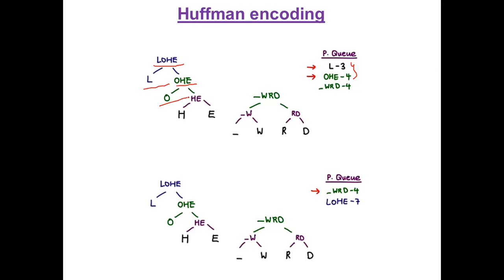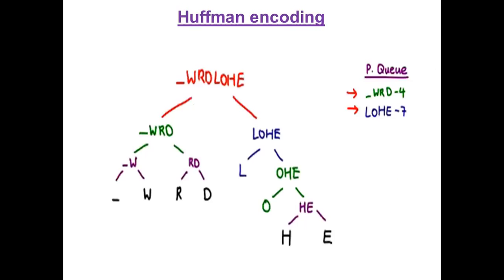L H E and O H. So now it becomes the 7th frequency, and here is an L with the E frequency, and it is the 4th frequency where it is 2 and it is 2. It comes for 1. So next I'll be having both L O H E for 7 and W R D for 4. So now this is the final tree of the Huffman, which I'll be writing here.